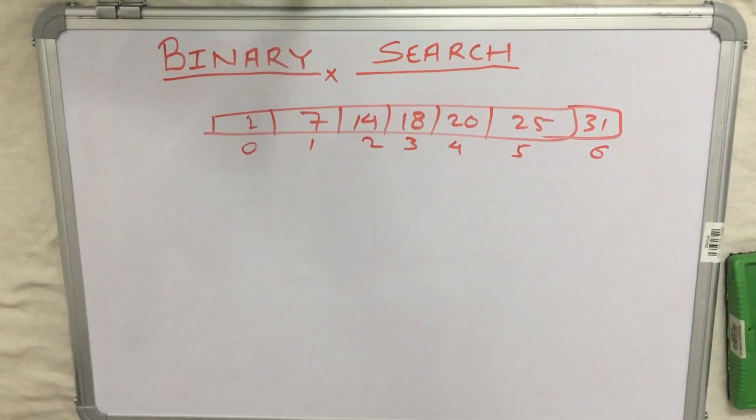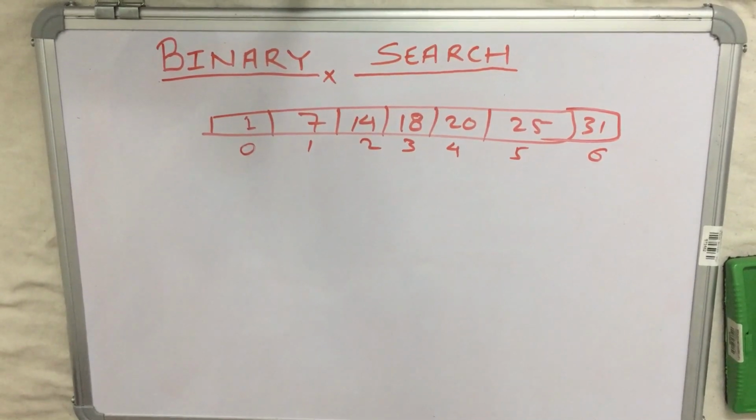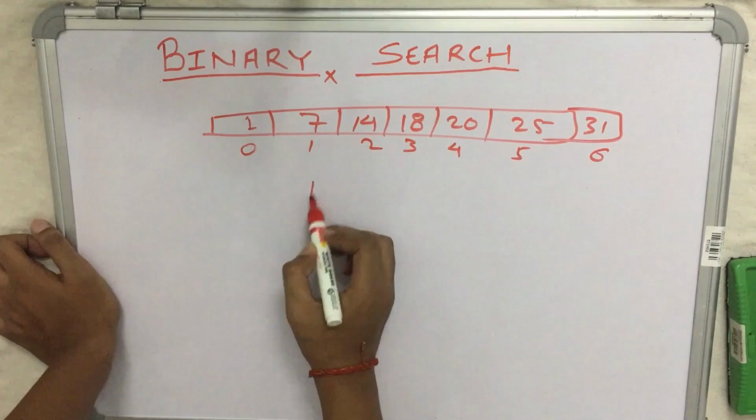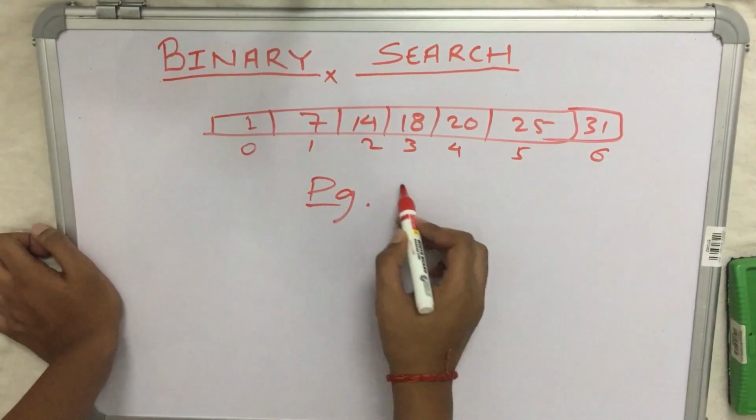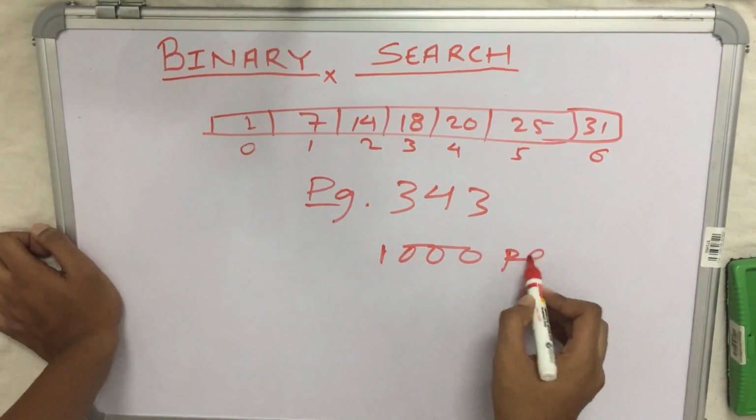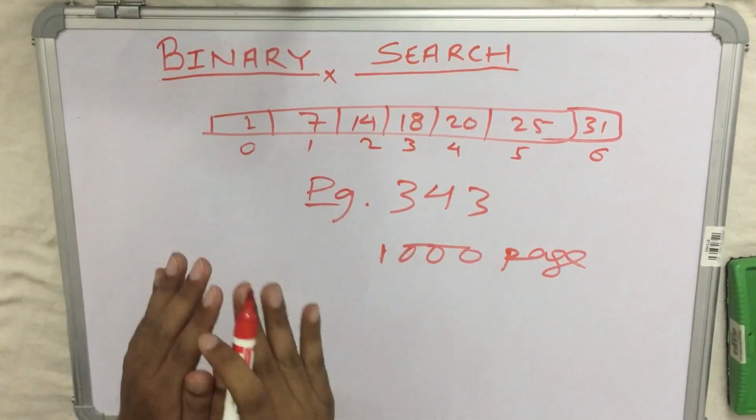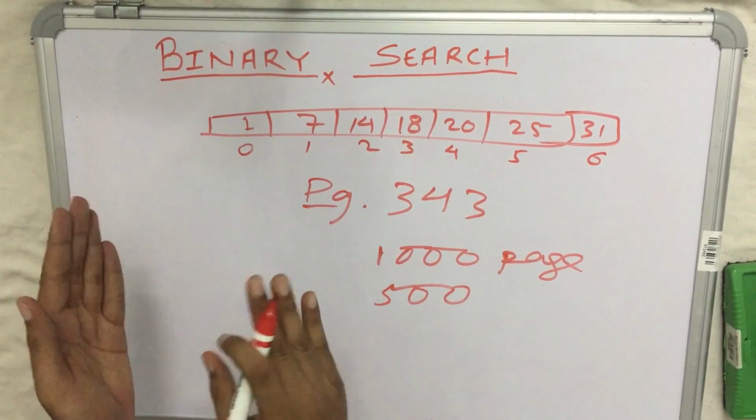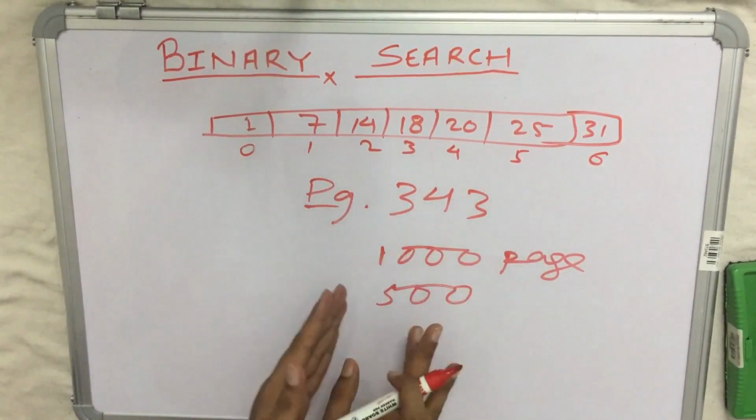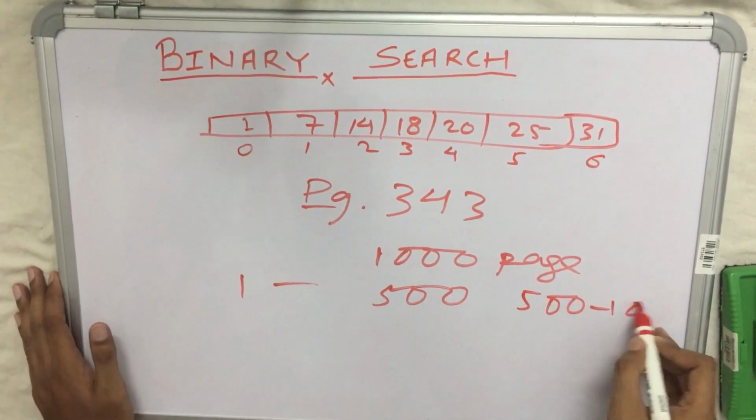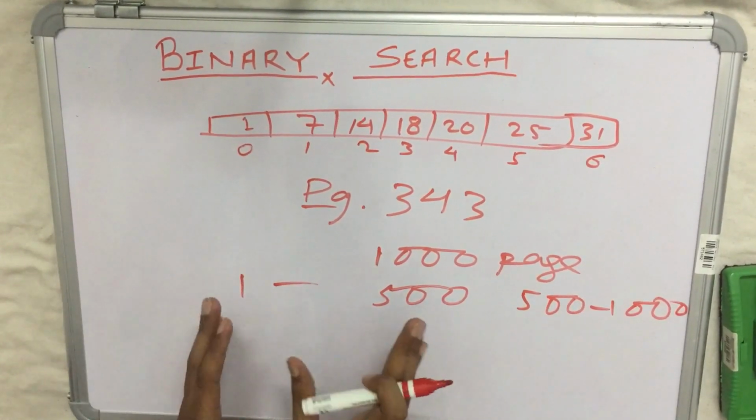You can correlate it with the type of searching you do in a book. If you are going to a page number 343 in a 1000 page book, what do you do? You flip the book into 2 halves, go to page 500 and see whether this number lies in the first part, which is 1 to 500, or in the second part, which is 500 to 1000. So you know that it is in 1 to 500.